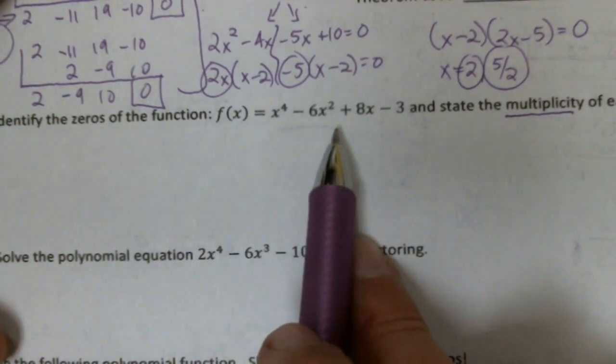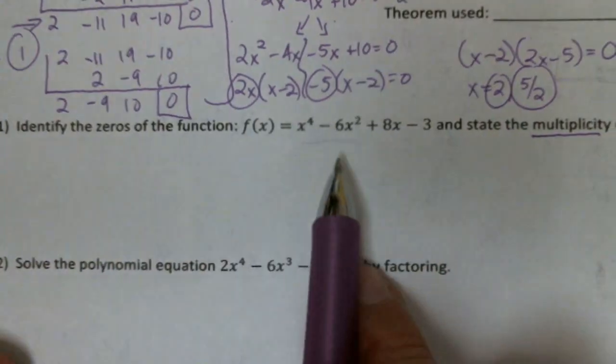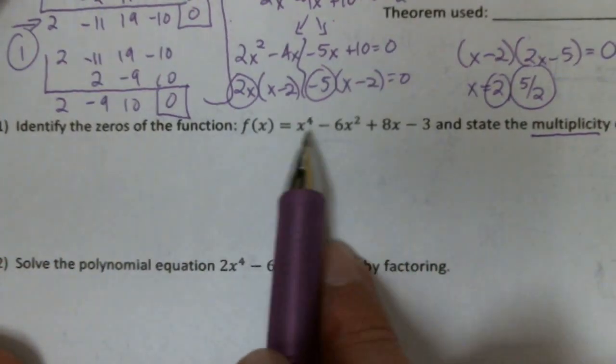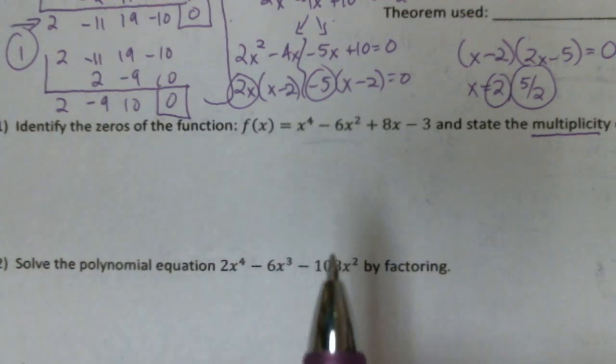The first thing you want to do is see, can I factor this, or do I have to go the synthetic division route? Well, is there anything I can pull out? No, there's no GCF. No, I can't factor this. So I'm going to have to use synthetic division.